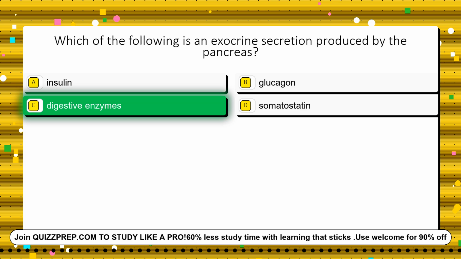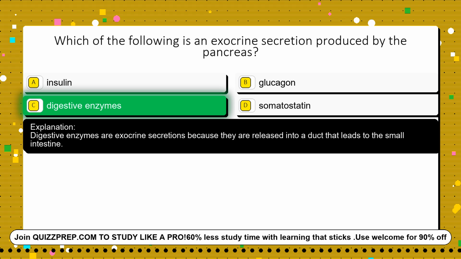The correct answer is option C, digestive enzymes. Digestive enzymes are exocrine secretions because they are released into a duct that leads to the small intestine.